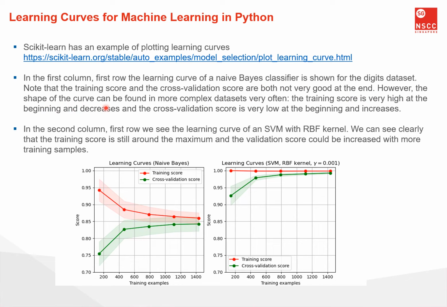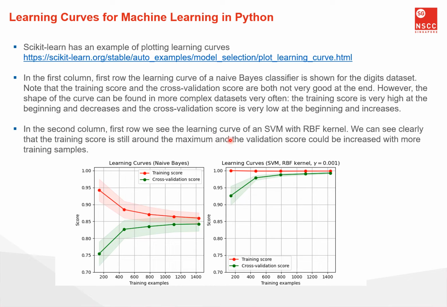However, the shape of the curve can be found in more complex datasets. This kind of curve can be found in more datasets quite often, where the training score is very high at the beginning and decreases, but the cross validation score is very low at the beginning and then improves as you provide more and more data, because it's learning, right? It's becoming less and less overfitted, but the training score drops because we are actually changing the parameters with more and more samples. In the second one, we find there's more convergence.